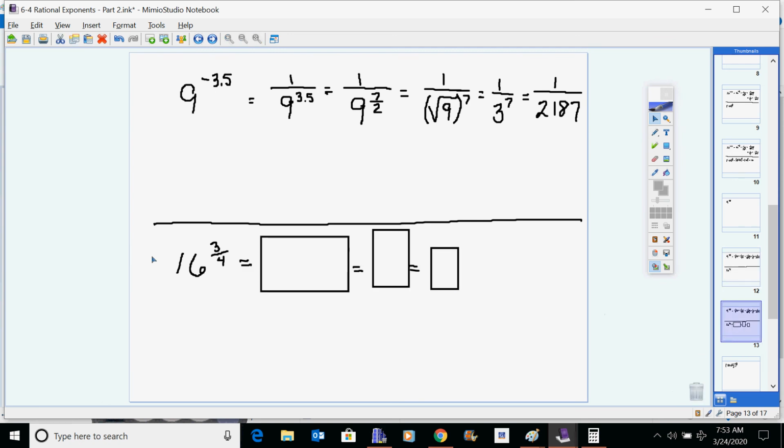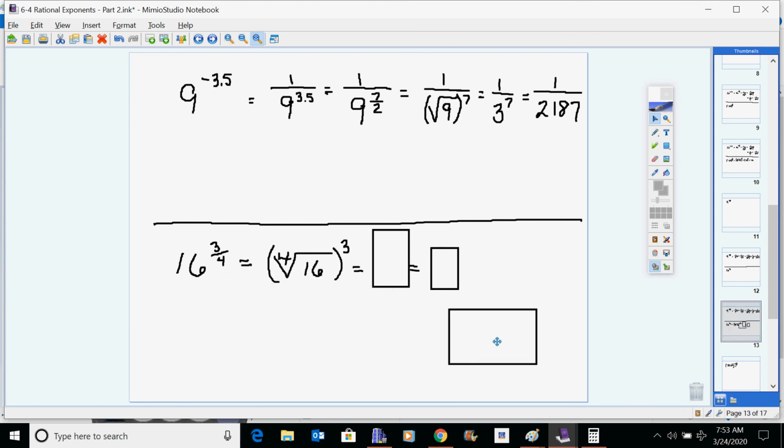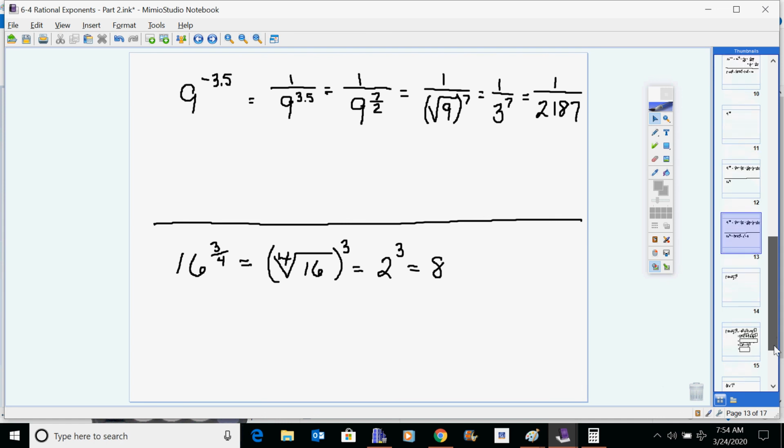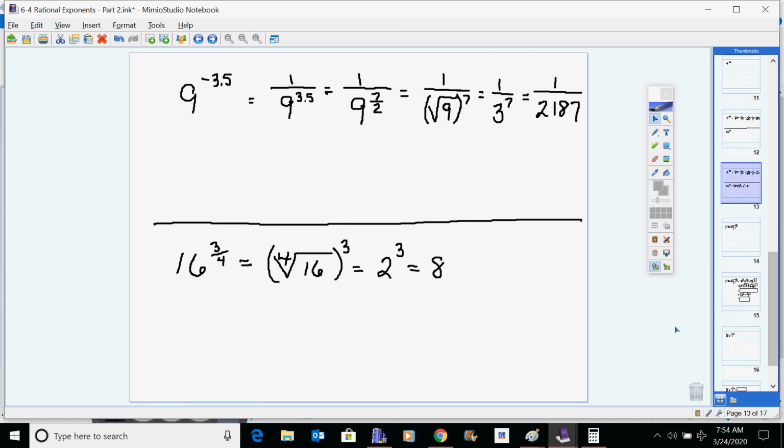Then over here, once again, take your power and your root. Usually more convenient to take your root first. And so we take the fourth root of 16, which gives you 2. And then 2 cubed, which gives you 8. And hopefully this is coming out and you're going, oh, okay, I get this. This is pretty easy. But if not, please don't forget to shoot me a question on that form, and I'll be able to see it.